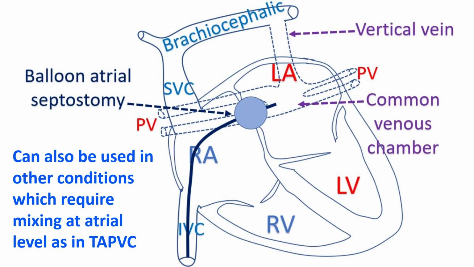Beyond the neonatal period, the septum becomes thick and difficult to tear by simple balloon atrial septostomy, when a blade atrial septostomy may be needed. This procedure utilizes a catheter-mounted blade to make an incision in the interatrial septum. Balloon atrial septostomy can also be used as an initial palliation in other conditions which require good mixing at atrial level, as in total anomalous pulmonary venous connection.